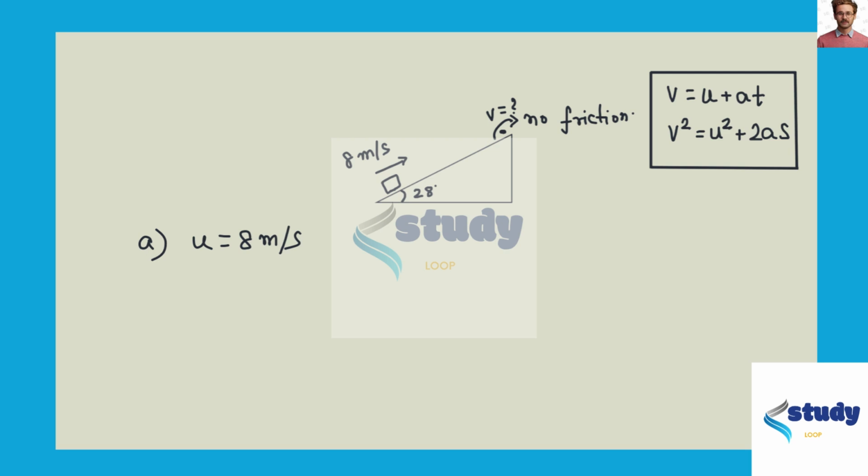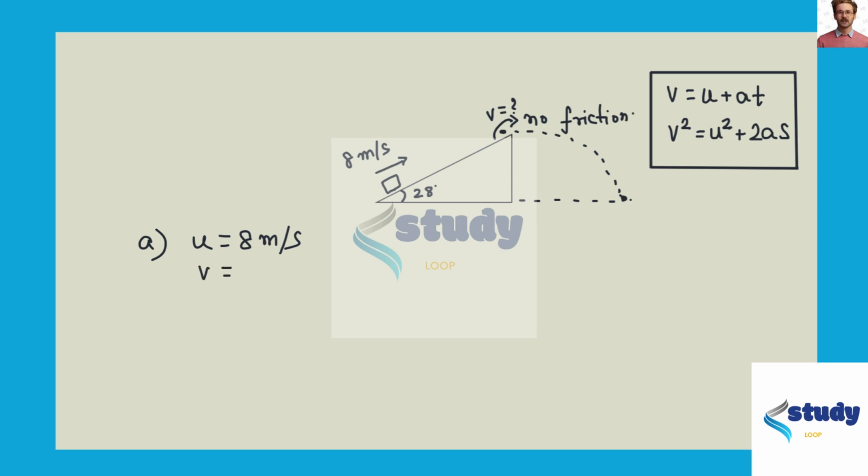We also have to determine, after the block reaches the top of this plane, how far in the horizontal direction it will land right after it leaves the plane. It is going to follow a curved path, and we will find that. But before that, let's get the velocity as it reaches the top of this plane.